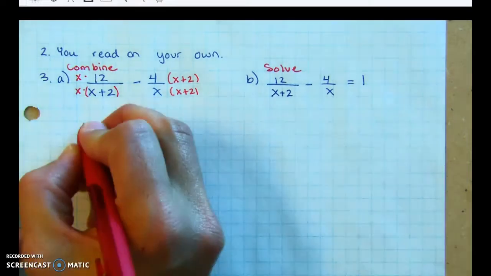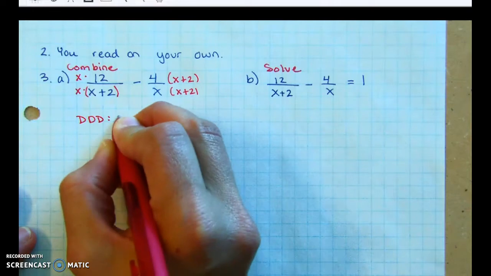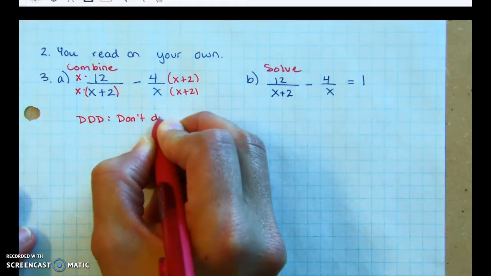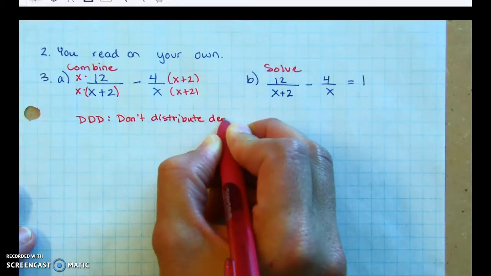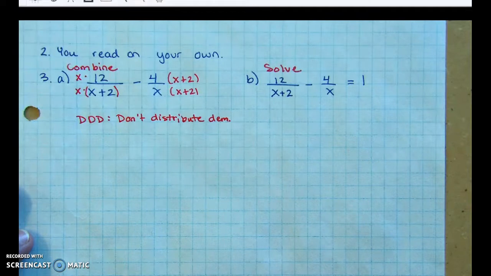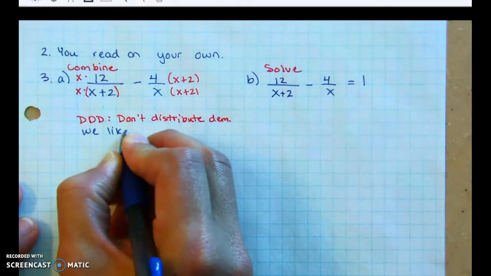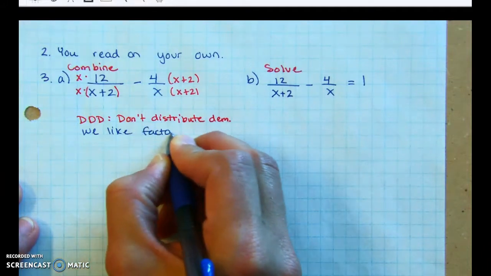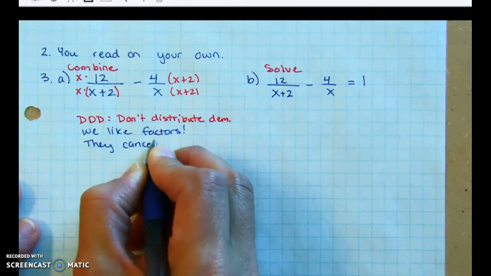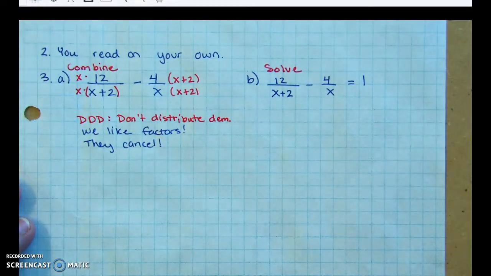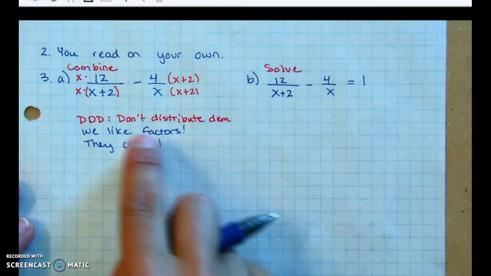Yep. Okay, here's a little hint. Ready? Triple D. Triple D, don't distribute the denominator. Okay, we're going to leave it factored. We like factors. Why do we like factors? Do you know? They cancel. Okay, so if you distributed it out, we couldn't cross anything off. So we like factors, so don't distribute.